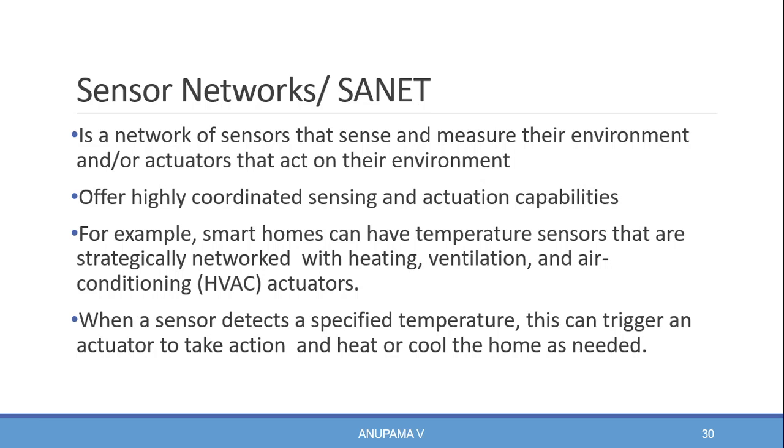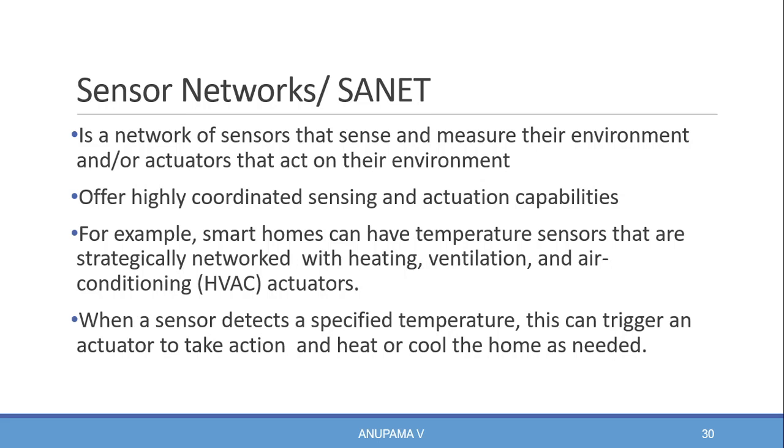For example, smart homes can have temperature sensors that are strategically networked with heating, ventilating and air conditioning actuators. When a sensor detects a specified temperature, that can trigger an actuator to take action and heat or cool the home as needed.